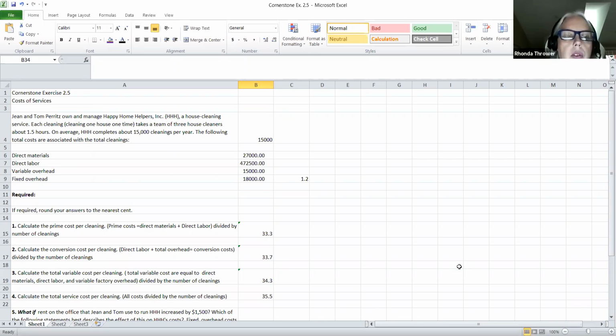In Cornerstone exercise 2.5, we're going to be reviewing a little bit about your prime cost and how to find prime cost per unit. We're going to be looking at conversion cost and conversion cost per unit. And then we are going to determine variable cost and variable cost per unit, as well as the total cost per unit for this particular exercise.